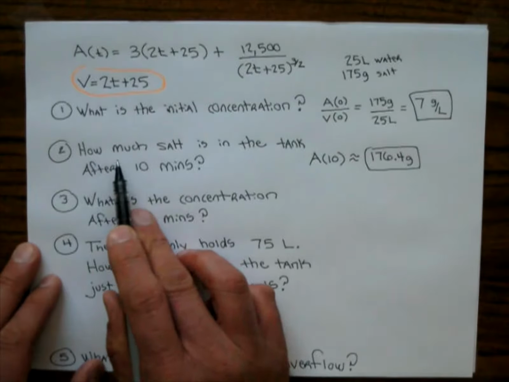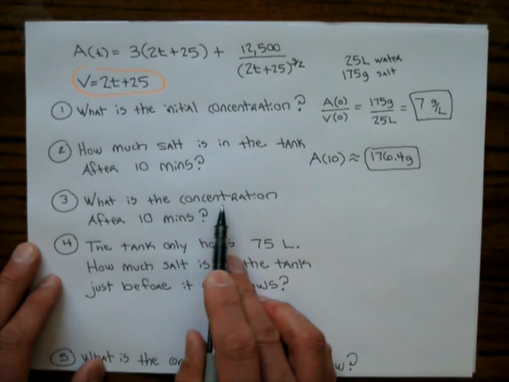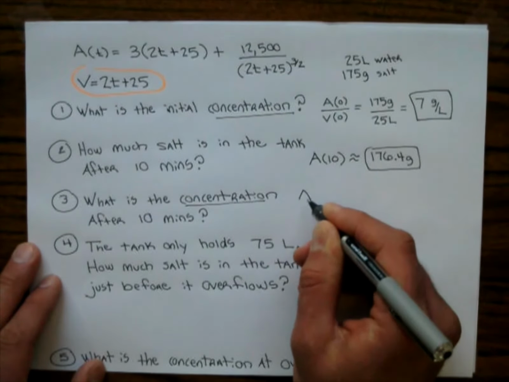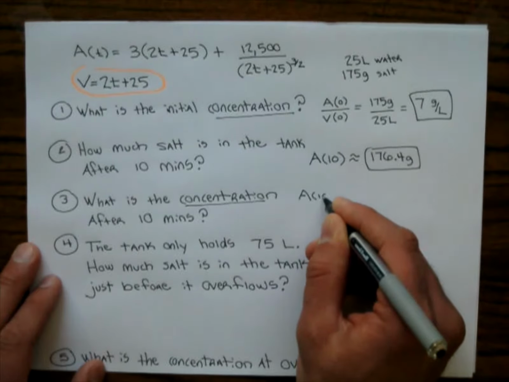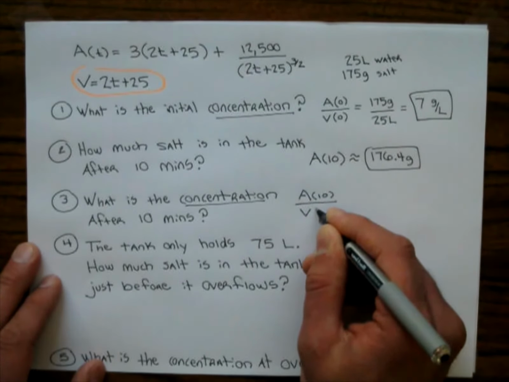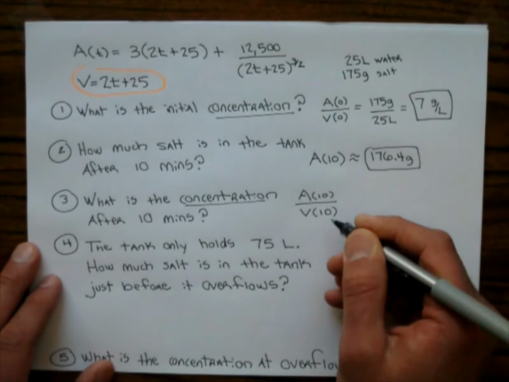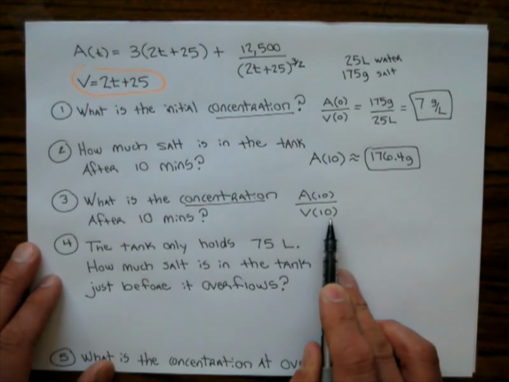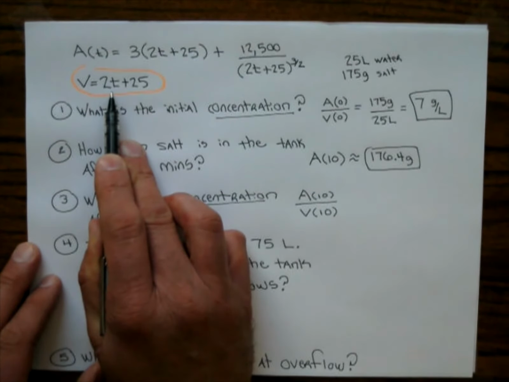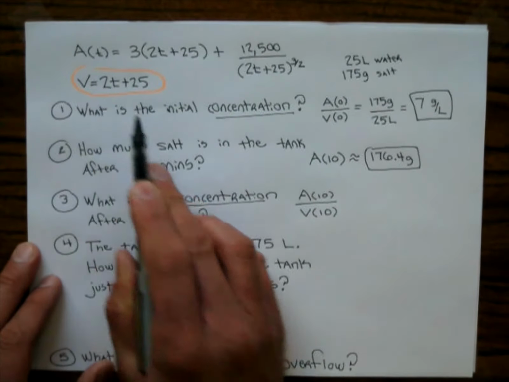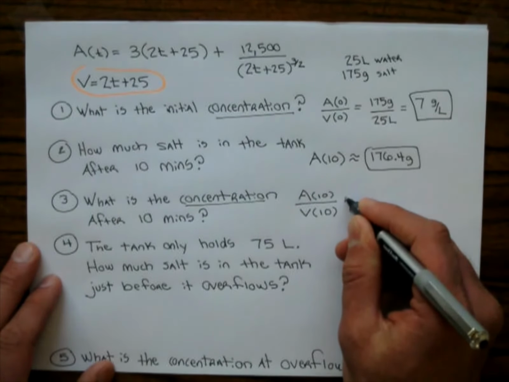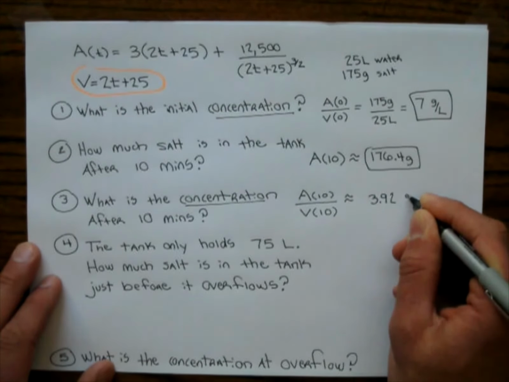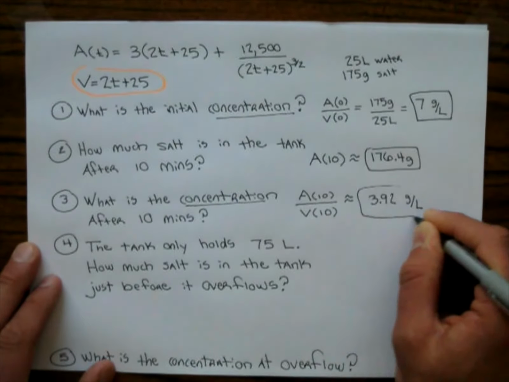So, look, this is the amount after 10 minutes and the concentration. So, this is the same thing that we did up here. We're going to go A of 10 divided by V of 10. And when we do that, A of 10 is this right here. We computed that in the last problem. And V of 10 is going to be 20 plus 25, so 45. So you're going to take this and divide it by 45. What I ended up getting is 3.92 grams per liter.